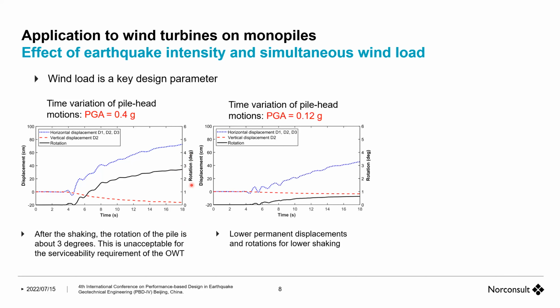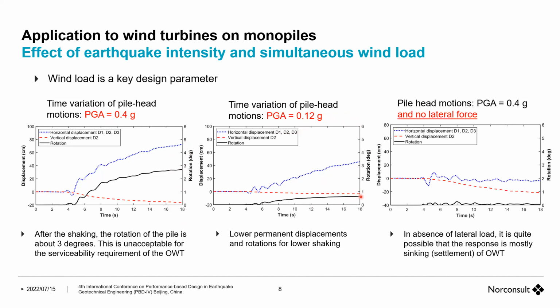What happens if there is slightly weaker shaking, 0.12 g? The same feature is there. You see more horizontal displacement, but everything is smaller compared to the larger shaking. The rotation is also smaller, but still above the limit. But the most interesting thing is that if there is no wind, no lateral force, the structure is of course sinking into the soil, with vertical displacement, but no dramatic, pronounced horizontal displacement, nor any rotation.